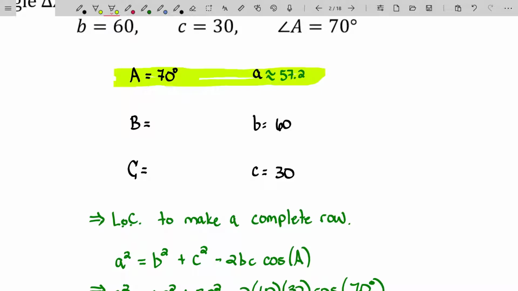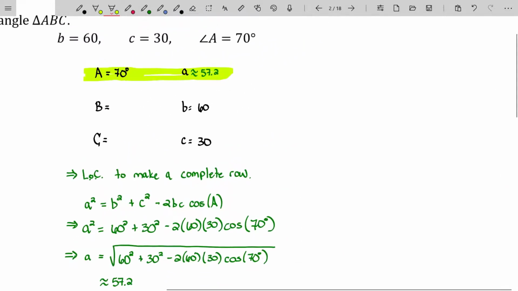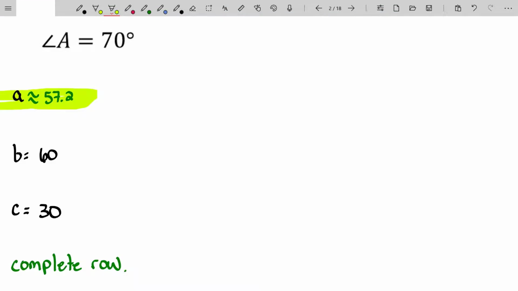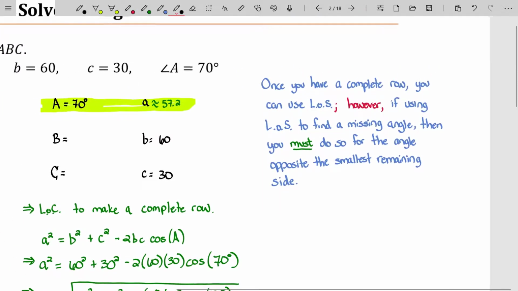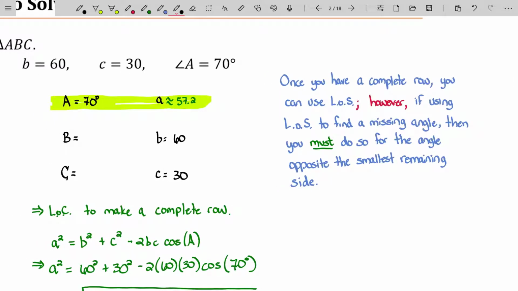All right, so let's go ahead and talk about the caveat when you're going to use law of sines. I'm going to write it off to the side so that we have it in permanent ink here. So here's what I'm going to go ahead and copy and paste for all future pages. It says, once you have a complete row, so we use law of cosines to complete a row, you can use the law of sines. However, if using law of sines to find a missing angle from this point forward, which is, by the way, what you're almost always going to do after using law of cosines, then you must do so for the angle opposite the smallest remaining side.